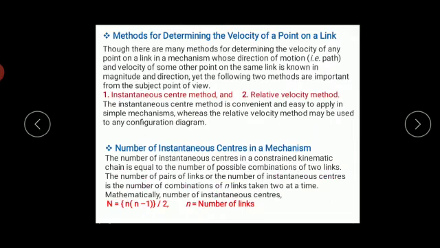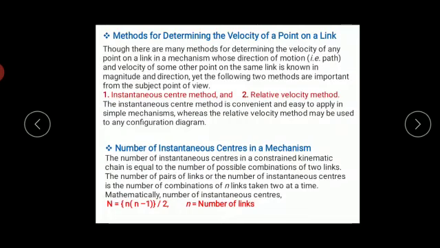Okay. Now the next concept is that we are required to determine the number of instantaneous centers in a mechanism. In order to determine this, we require a mathematical equation, and that equation is capital N equals small n, n minus 1, divided by 2, where capital N is the number of instantaneous centers and small n is the number of links. The number of instantaneous centers in a constraint chain depends upon the number of possible combinations of two links, and the number of instantaneous centers in a mechanism having n links will be equal to the possible pairs of two links taken at a time.